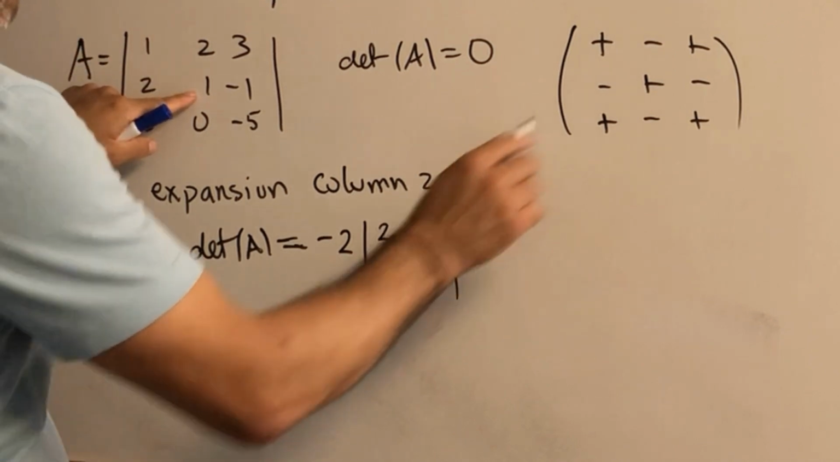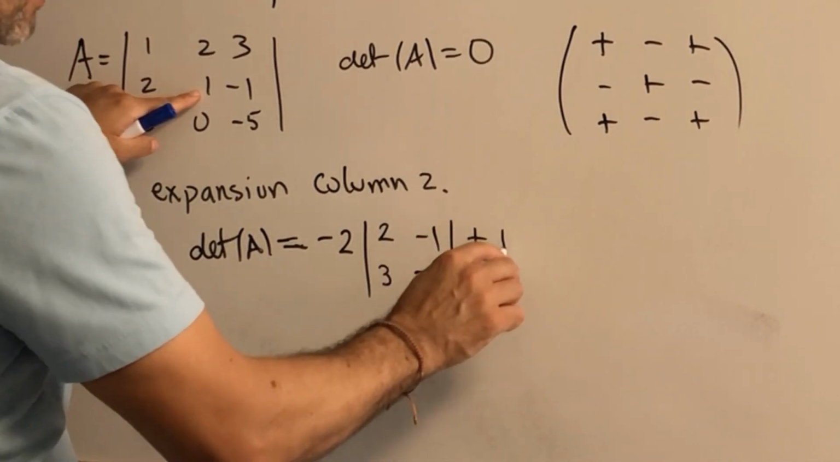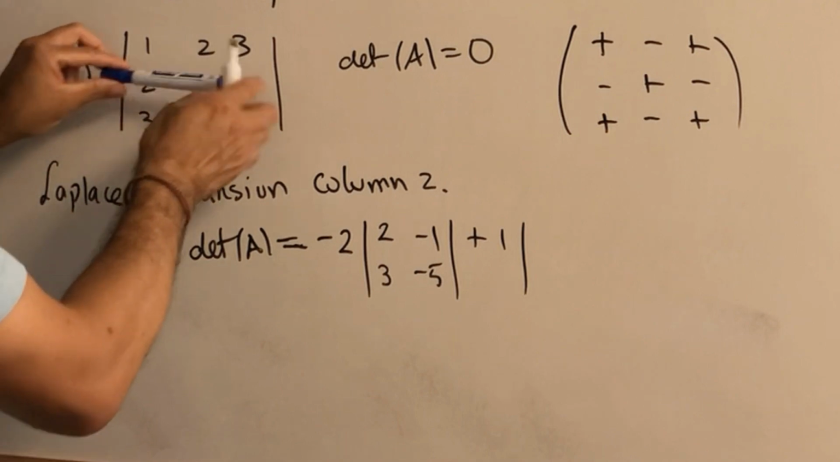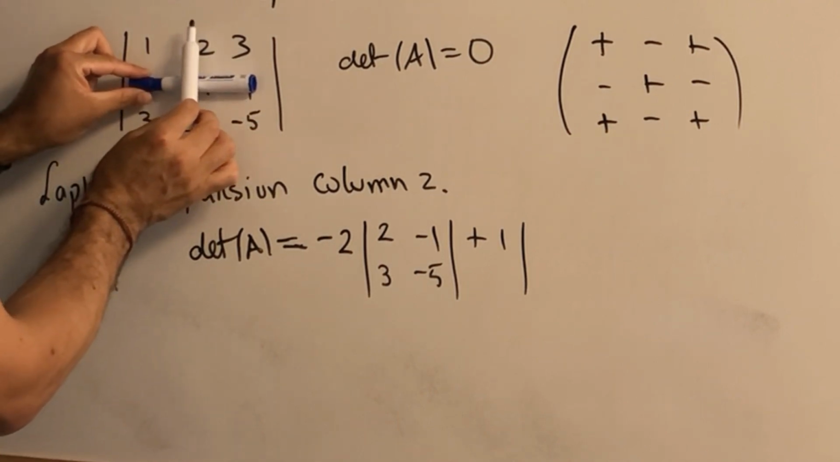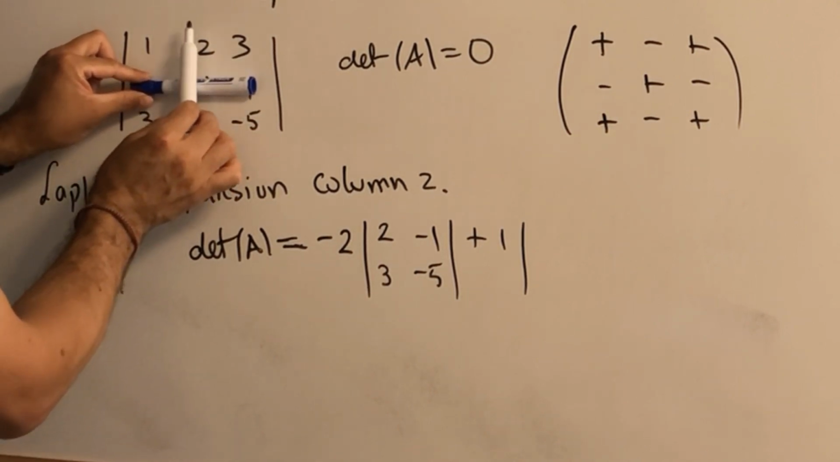And then we continue here, plus the value of the entry times the determinant that we get when we remove this row and this column.